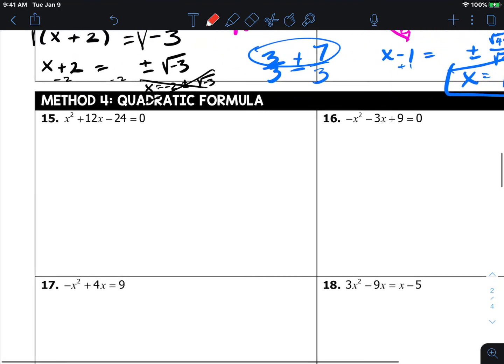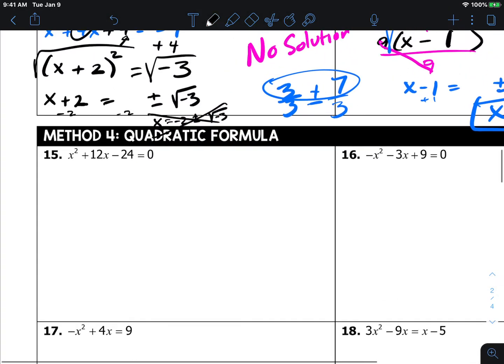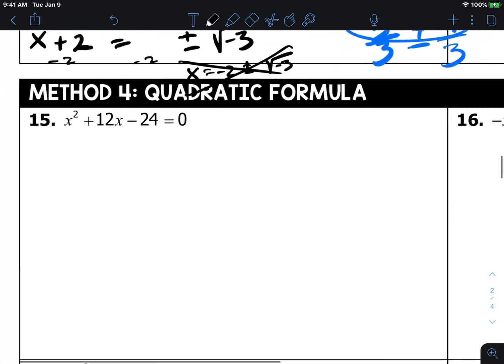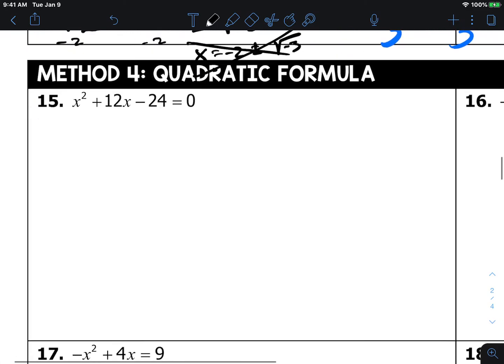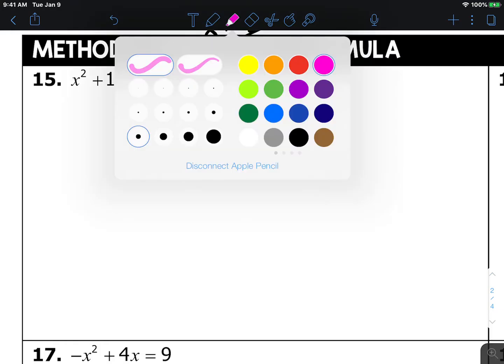The first and main thing I have to do when I use this method is this: it can work with any problem. Any of the methods above, we can do this method, and it'll always work. If you don't want to factor, fine, you don't have to. Don't want to complete the square? The quadratic formula always works. Just make sure you set the problem equal to 0. If that's not done, you can't use this method very well.